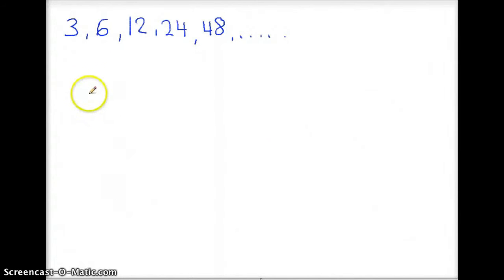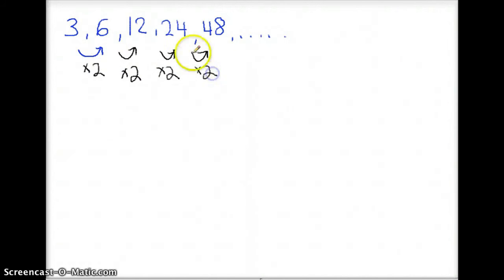So this is an example of a geometric sequence. It goes 3, 6, 12, 24, 48, and so on. This is a geometric sequence because to get each term, we multiply by 2. So 6 times 2 is 12, 12 times 2 is 24, and 24 times 2 is 48. So you assume that the rest of the sequence will just be multiplied by 2 each time.